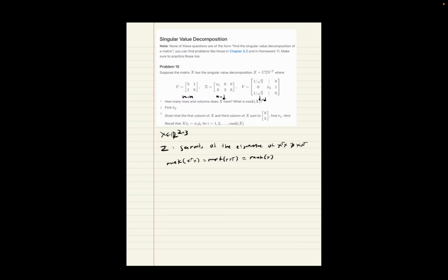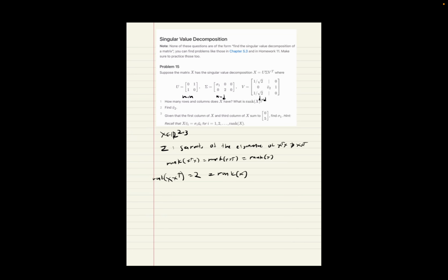Recall that the only way a matrix can have a zero eigenvalue is if it's not full rank. And the values on the diagonal of sigma have to be greater than 0. This means that the matrix XX transpose has to be full rank, and since XX transpose is a 2 by 2 matrix, it's going to have to be a rank of 2. In other words, the rank of X is also going to be 2.